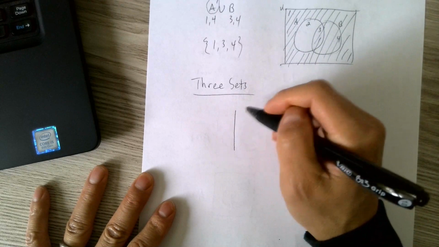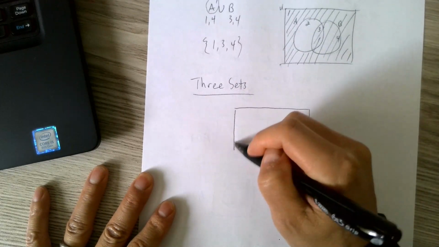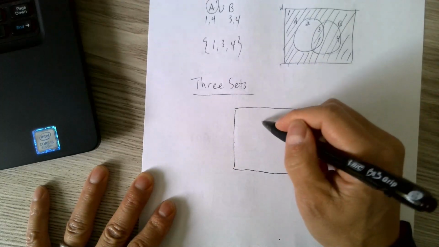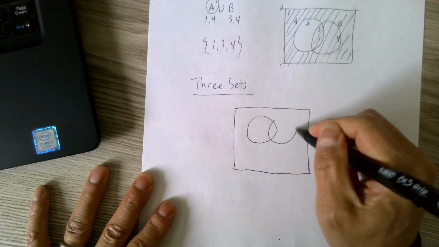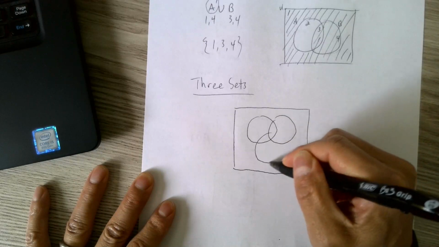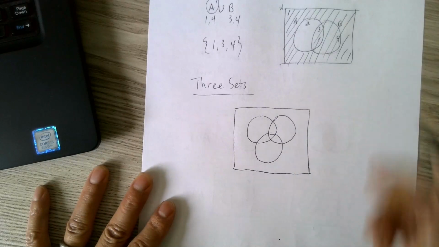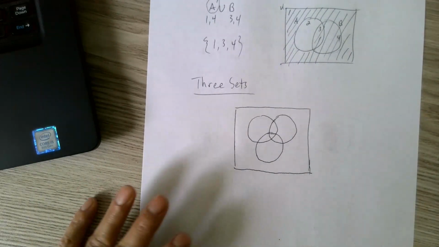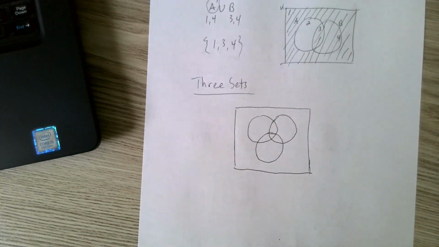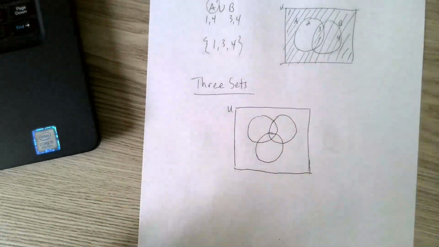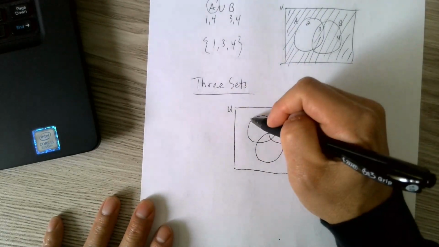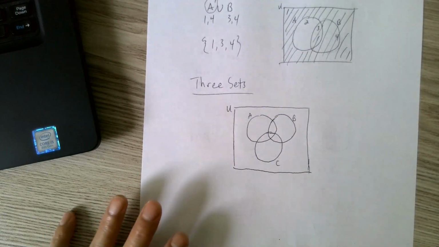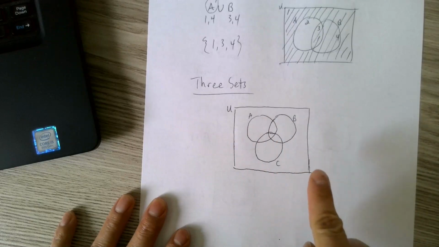So I'll draw what it looks like first. I need to make sure the rectangle can handle 3 sets. And the 3 sets must intersect each other like this. It might take a little practice to get used to drawing that. So the rectangle is still the universal set. The names of my sets are now A, B, and C. And now I have more regions to worry about.